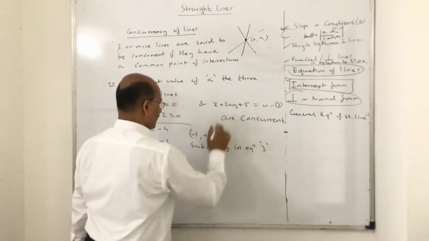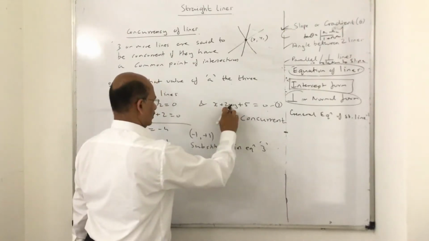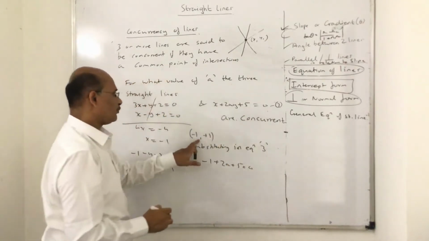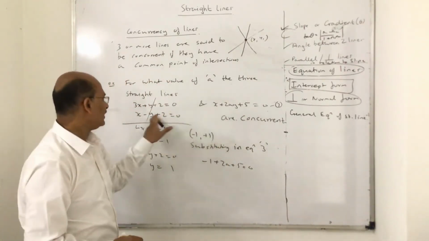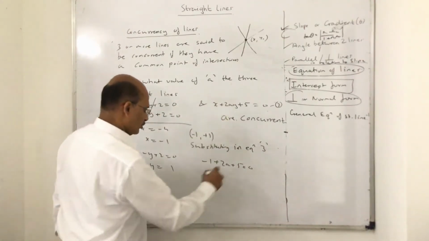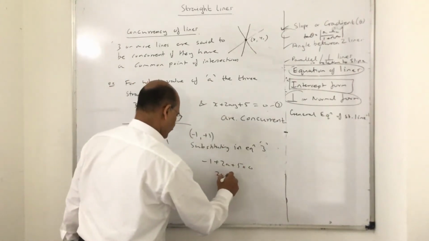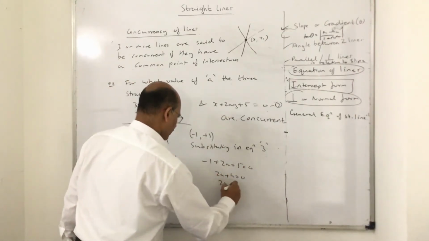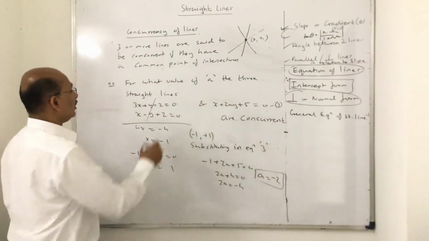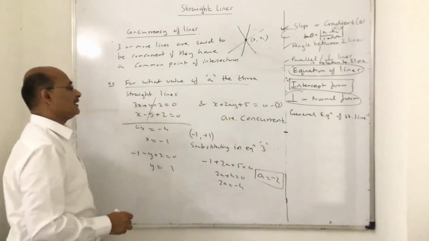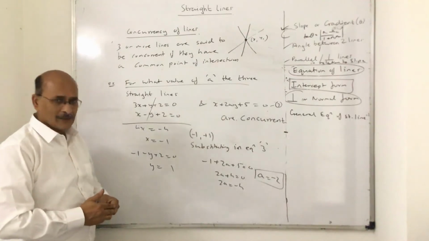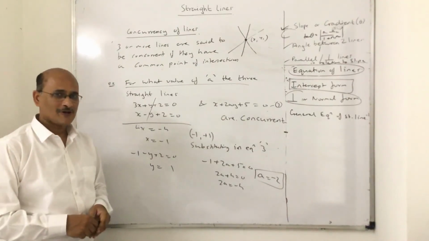What happens now? It will become minus 1 plus 2a plus 5 equal to 0. Why am I substituting? Because this point will satisfy this line also, no? Because the lines are given as concurrent, the x, y, whatever you get, will automatically satisfy the third line. So it will become 2a plus 4 is equal to 0. 2a is equal to minus 4, a is equal to minus 2. So this is what they are asking you: for what value of a the three straight lines are concurrent. Same logic, same explanation, but a simple way of looking at this. Okay, so pause and note it down.